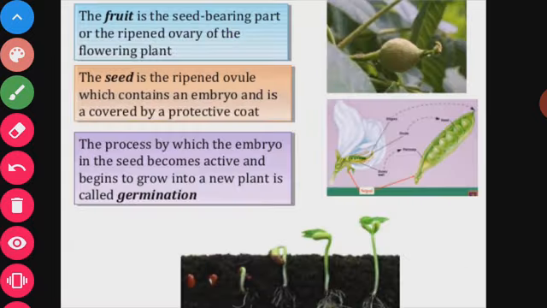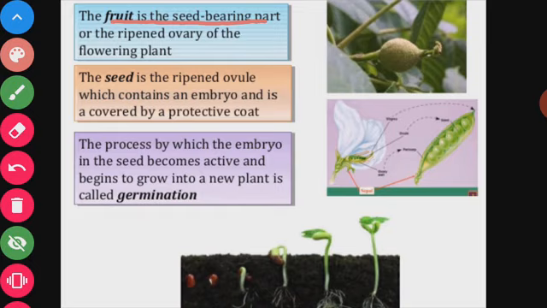The fruit is the seed-bearing part, or the ripened ovary, of the flowering plant. The seed is the ripened ovule which contains an embryo and is covered by a protective coat. The seeds are covered by a protective coat, and they have an embryo in them.